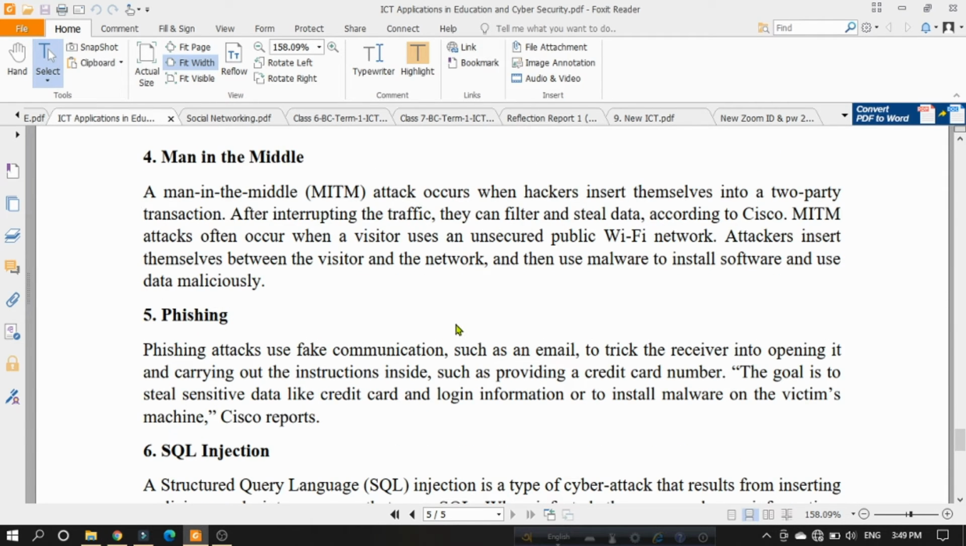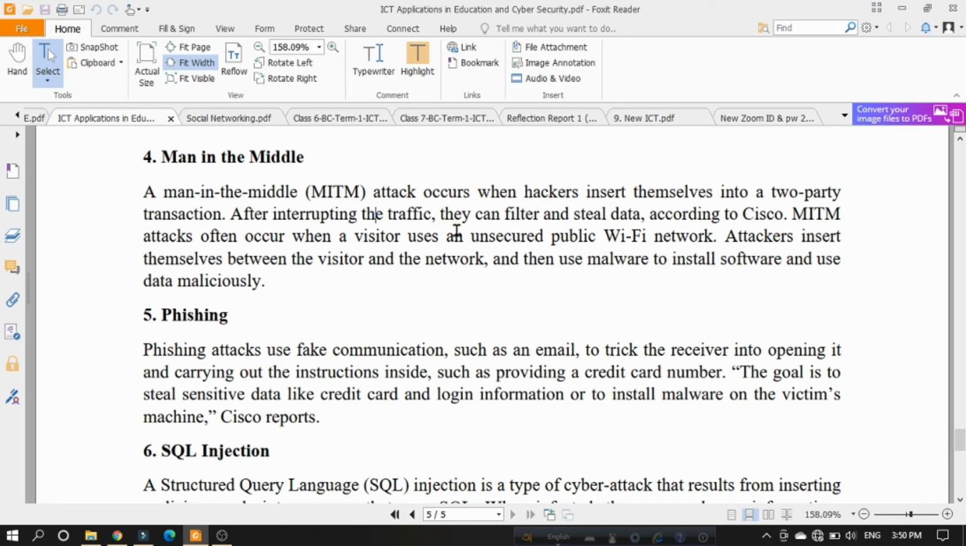Number 4, man in the middle. A man in the middle, MITM, attack occurs when hackers insert themselves into a two-party transaction. After interrupting the traffic, they can filter and steal data, according to Cisco. MITM attacks often occur when a visitor uses an unsecured public Wi-Fi network.